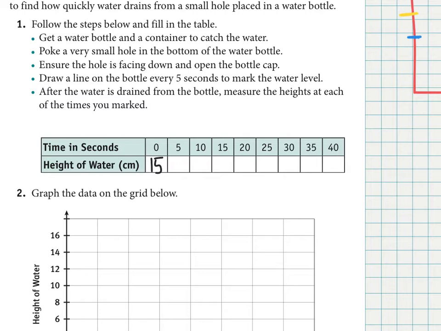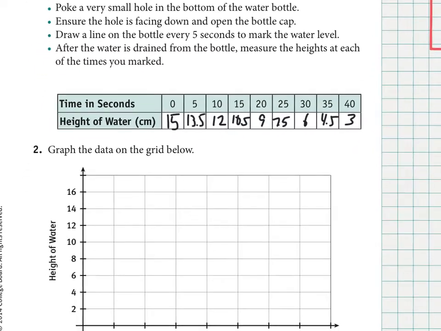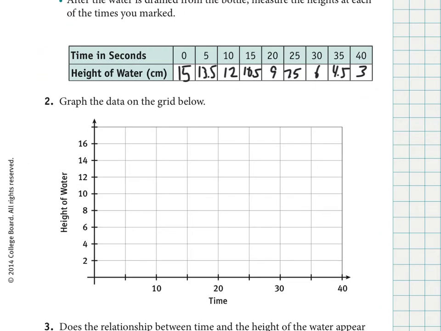And then 5 seconds go by. I poked a really tiny hole, so it's leaking slowly. Let's say it went down to like 13.5. Let's say at 10 seconds it went down to 12 centimeters, then 10.5, then let's say 9 centimeters, 7.5, 6, 4.5, and 3. I'm just making up some numbers just so they'll fit on the grid that they gave us here. Let's go ahead and plot the points.